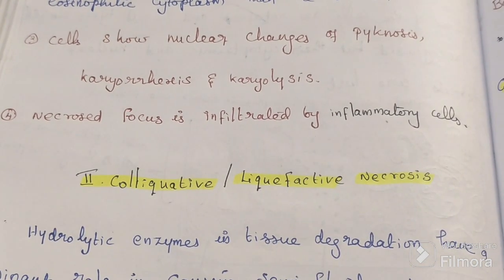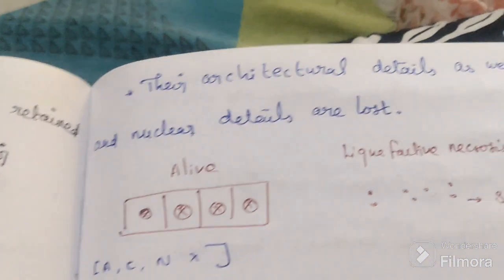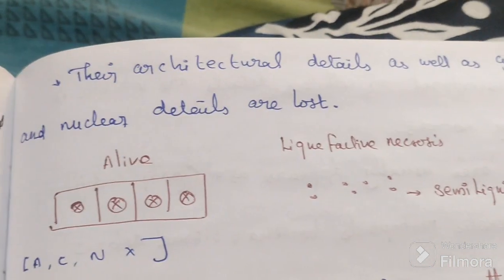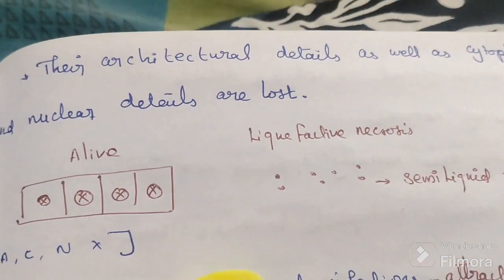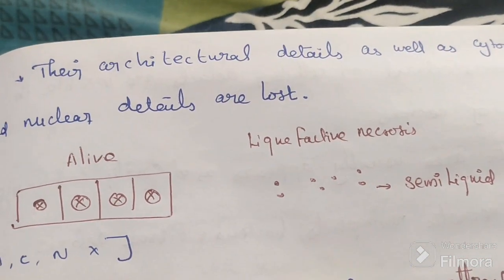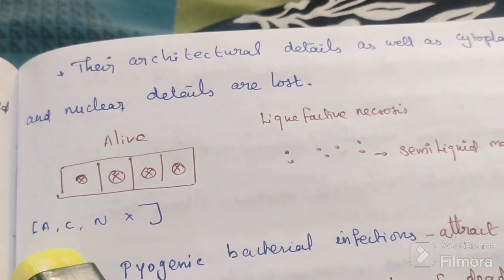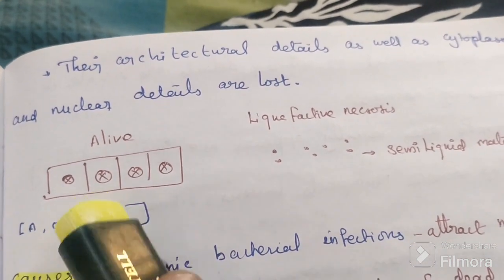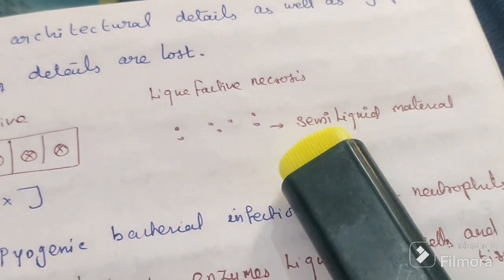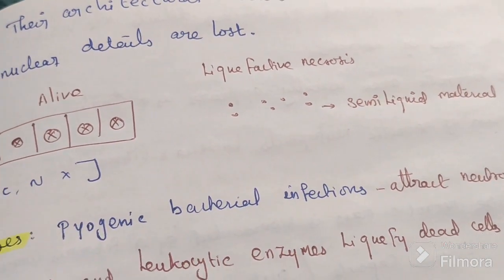Here architectural detail also disappears. So all three things will disappear: architectural as well as cytoplasmic and nuclear detail. Here, where is the architecture, where is the cytoplasm, where is the nucleus? All three things, architecture, cytoplasm and nucleus, disappear. A whole group of cells is converted into semi-liquid material. Okay, everything is lost here.